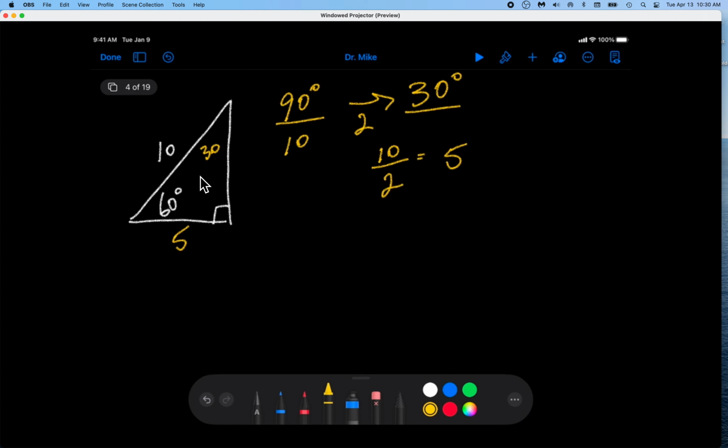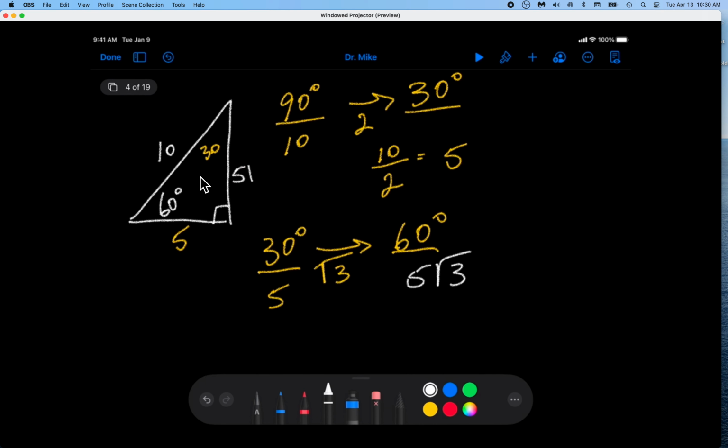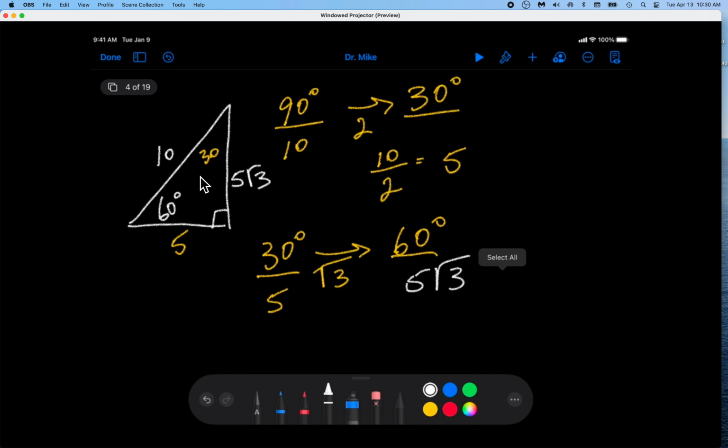Now that we have the side opposite the 30 degree, we can go to the 60 degree. Conversion factor, square root of 3. We have this value, bigger or smaller? Bigger. Therefore, we have to multiply. That's your final answer. Okay, let's do one more.